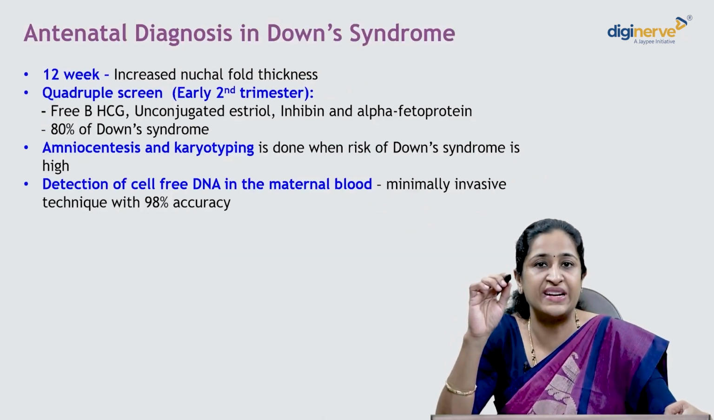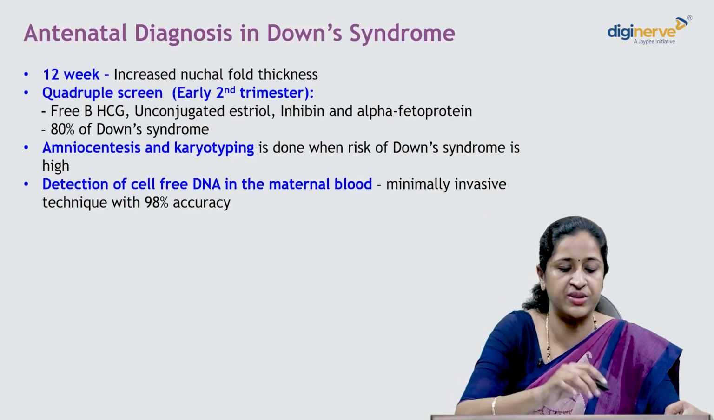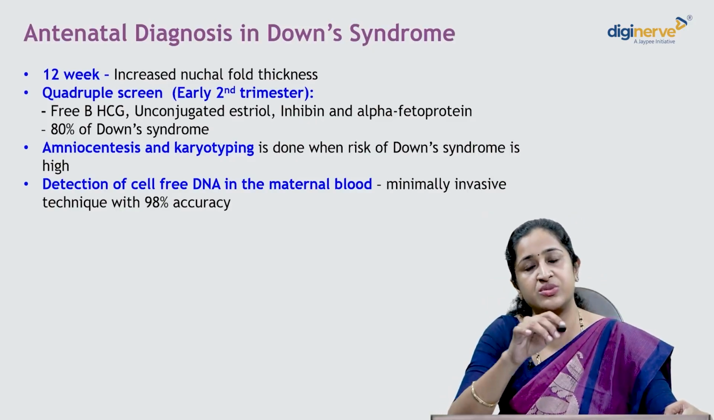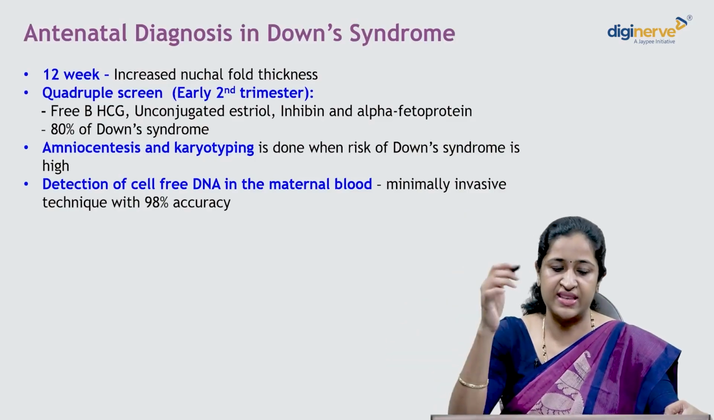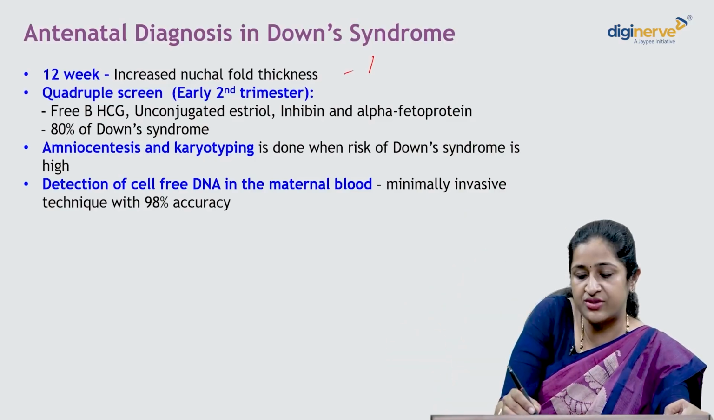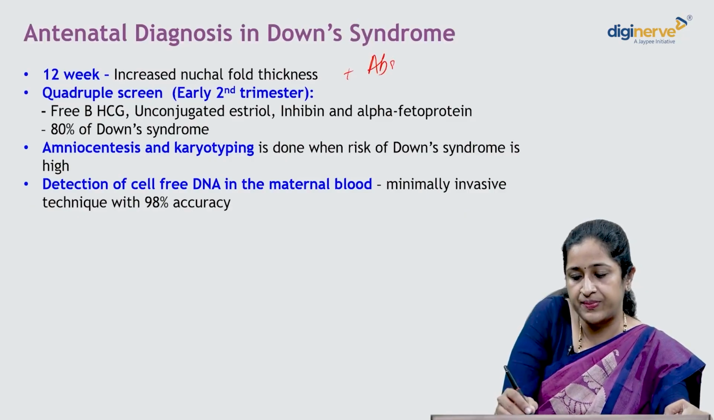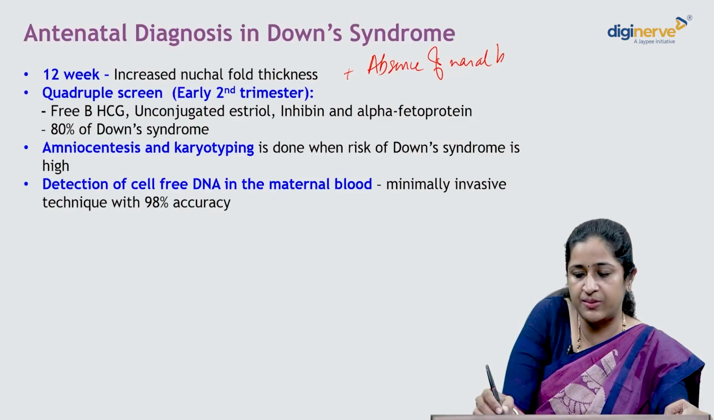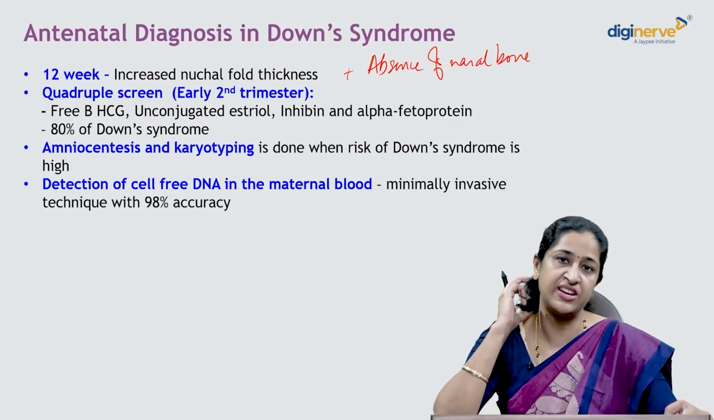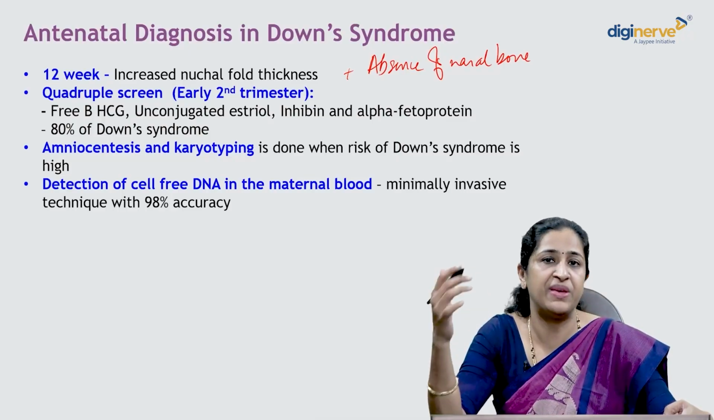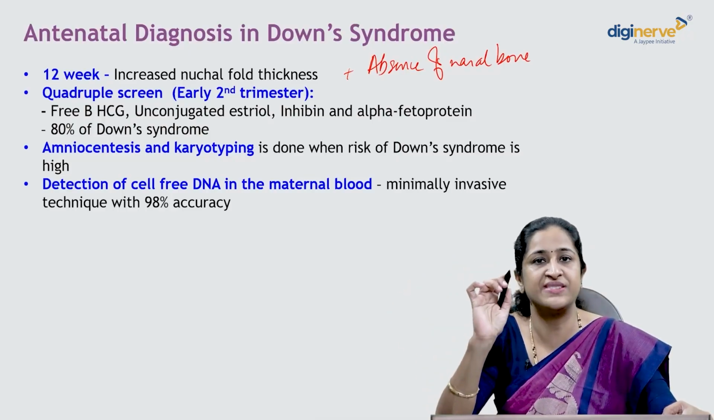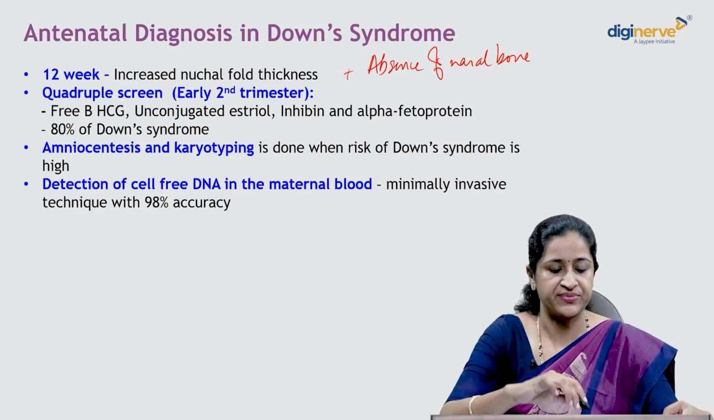Now coming to antenatal diagnosis in Down syndrome, very important. The antenatal diagnosis of Down syndrome can be done as early as the 9th and 10th week scan, by the absence of the nasal bone. Absence of the nasal bone along with an increased nuchal fold thickness should predict that this child may have Down syndrome, and that pregnancy should be watched cautiously.